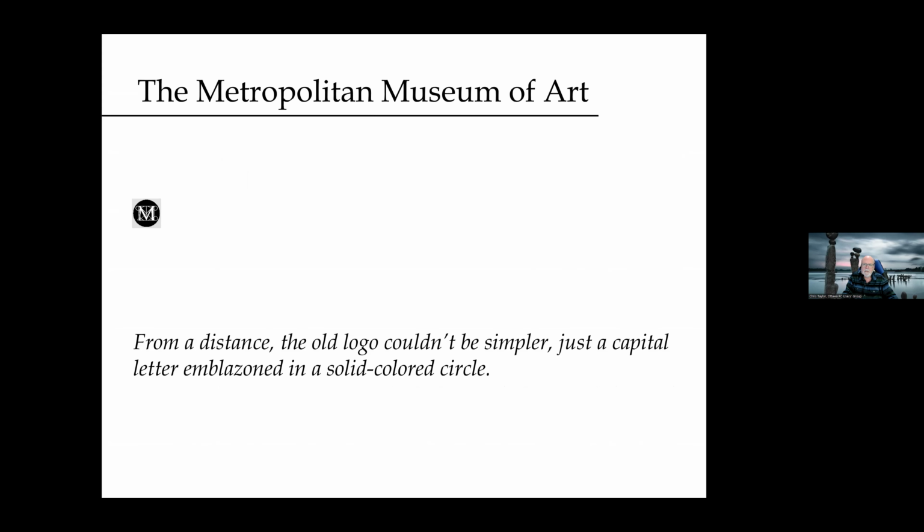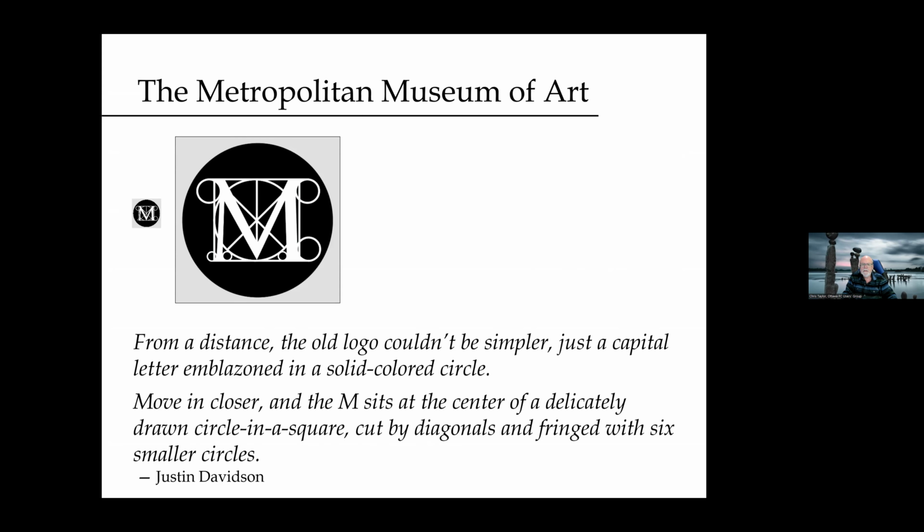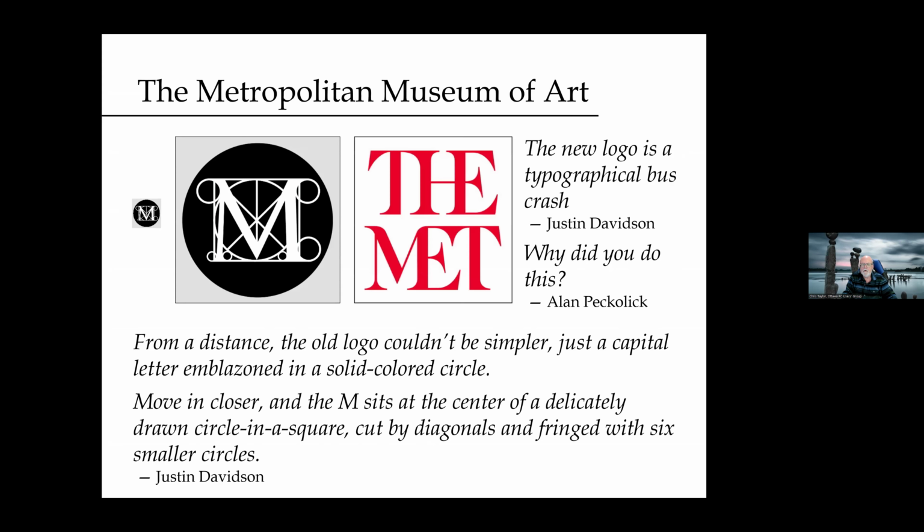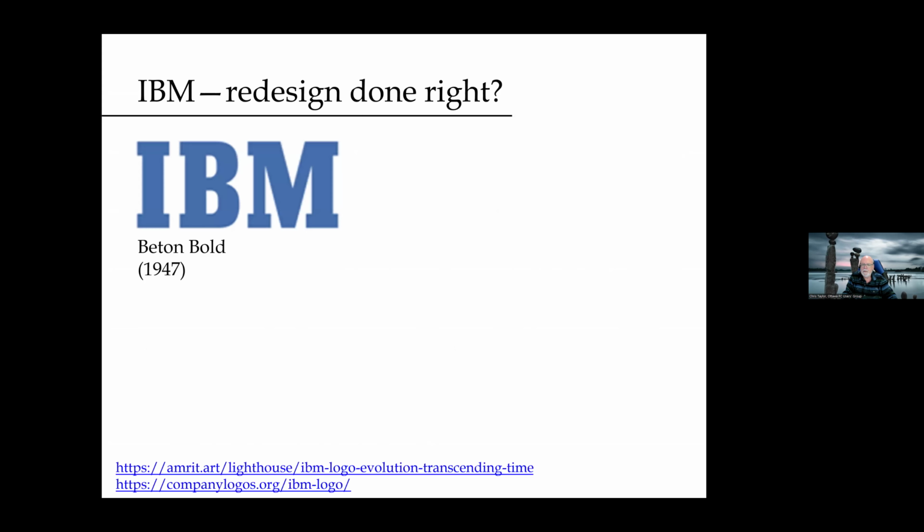The Metropolitan Museum of Art, from a distance, very simple logo. It just looks like an M on a solid black circle. As you move in closer, you start to see more elegant things about it. You see the circle within the squares, you see the diagonals and the six smaller circles. Very elegant logo. Then they redid it, and this is their new logo. And Justin Davidson, a critic, said the new logo is a typographical bus crash. And Andrew Pekarik, an overall designer, just said, why did you do this? So a lot of these can be very polarizing.